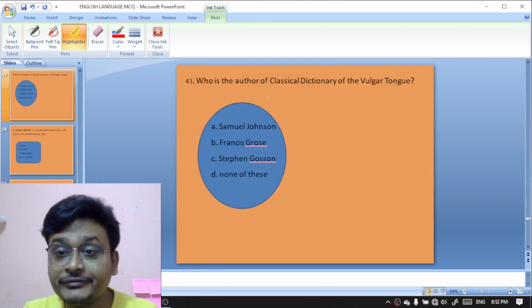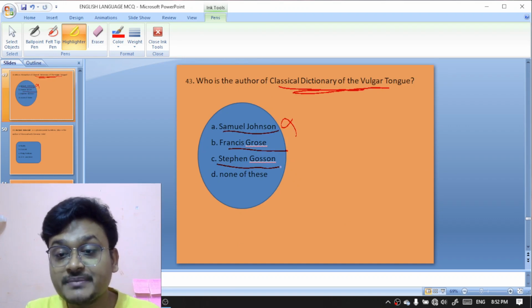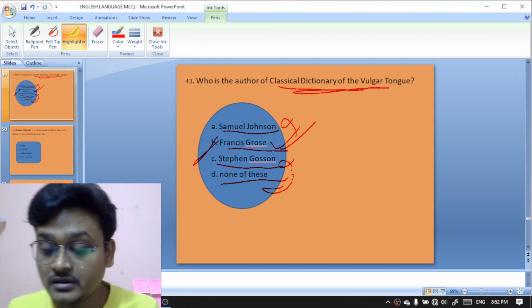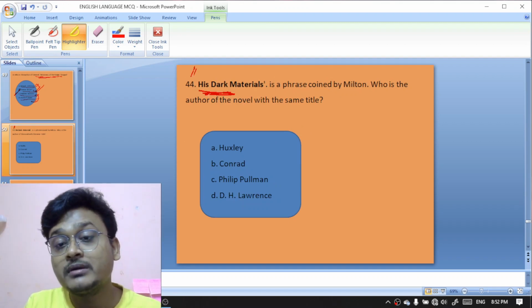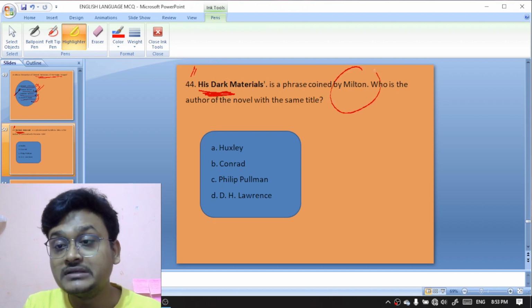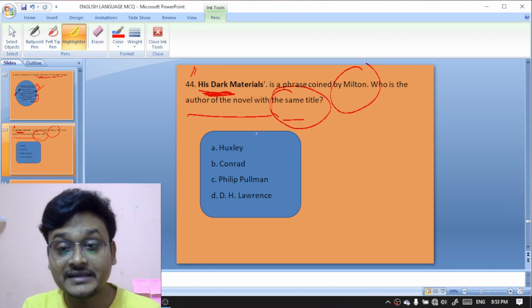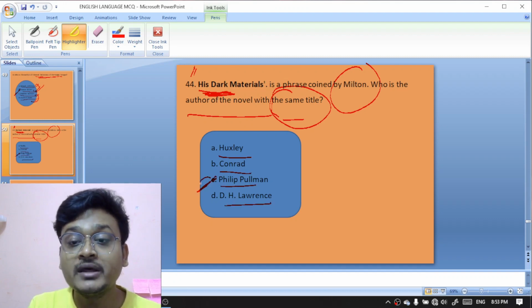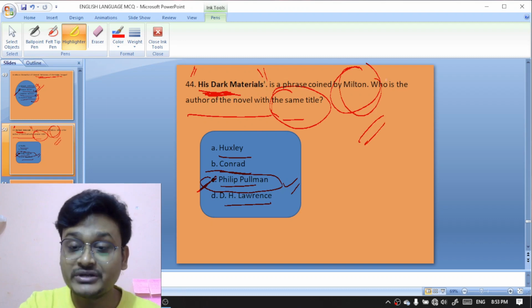Okay. Who is the author of the Classical Dictionary of the Vulgar Tongue? Samuel Johnson, no. Francis Grose, Stephen Gosson, none of these. Francis Grose has written the Classical Dictionary of the Vulgar Tongue. Moving to the next question. His Dark Materials is a phrase coined by Milton. Who is the author of the novel with the same title? Huxley, Conrad, Philip Pullman, D.H. Lawrence. It is Philip Pullman. Philip Pullman has written a novel called His Dark Materials, whereas the term His Dark Materials was coined by Milton. Moving to the next question.